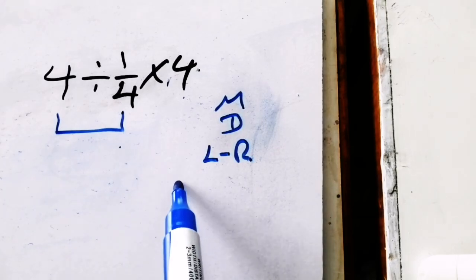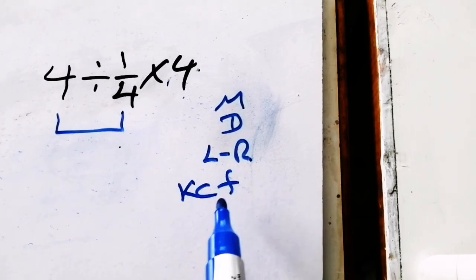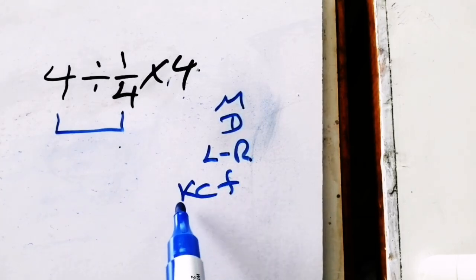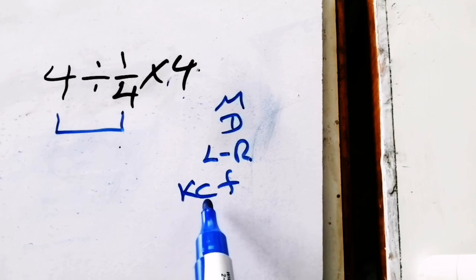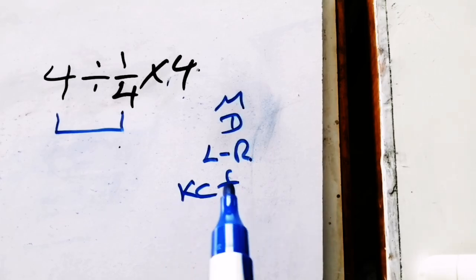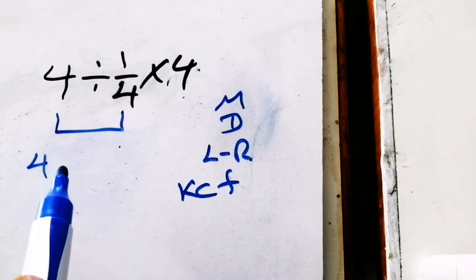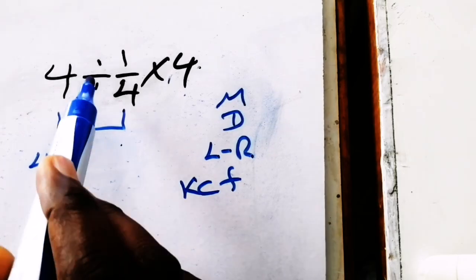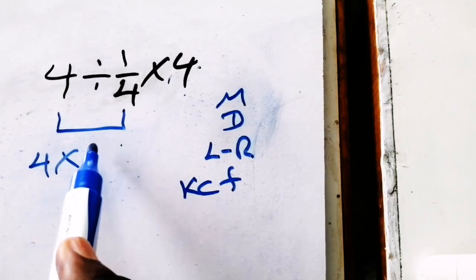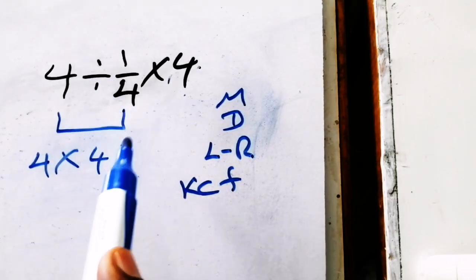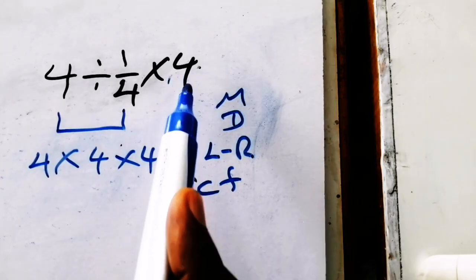Then, according to the KCF rule, K stands for keep, C stands for change, and F stands for flip. Then we keep the first number, we change this division into multiplication, and flip the second fraction, okay? Flip the second fraction and times 4.